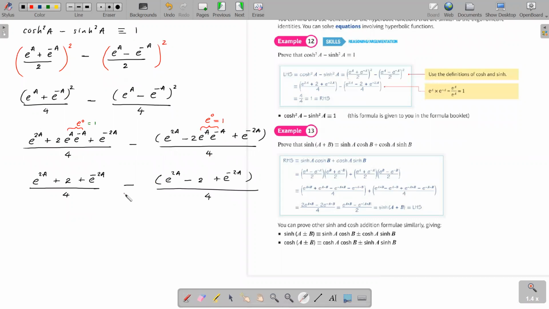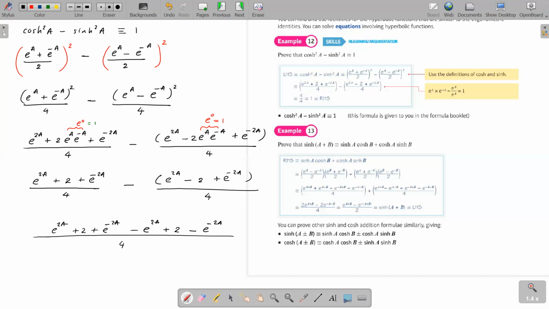So now it's time to combine the fractions together, right? So we have a common denominator 4. So let's expand them together. So you have e to the power 2a plus 2 plus e to the power negative 2a. When you expand the bracket with the negative sign, you get here negative e to the power 2a. Negative, negative, that's a positive 2. And then minus negative into positive, that's negative e to the power negative 2a.